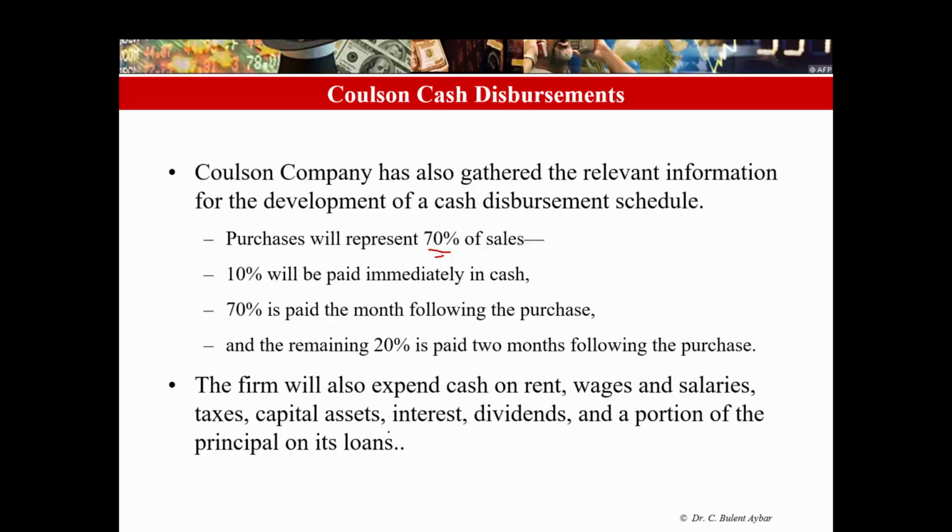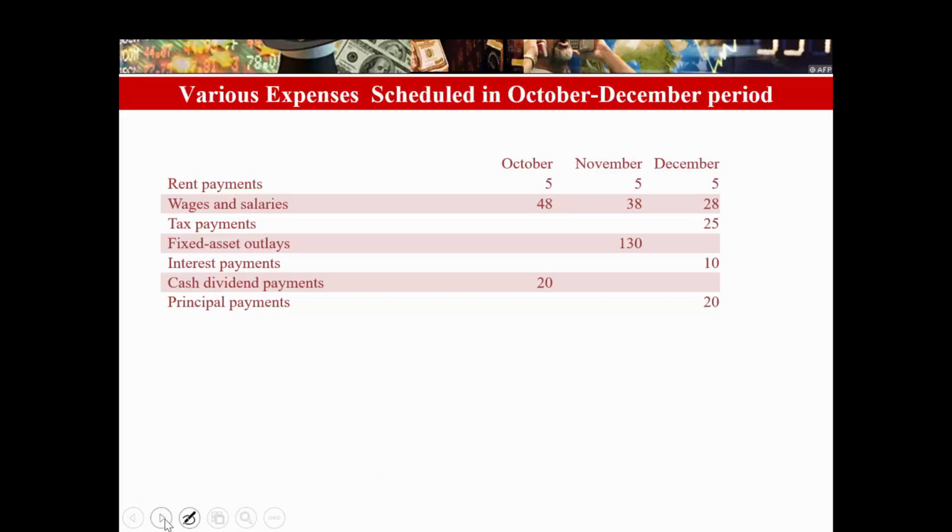So the firm also has expenditures on rent, wages, salaries, taxes. There are some capital asset investments, interest payments, dividends, and a portion of the principal on its loans. So we're going to detail all of these in a minute. So here are the descriptions of those payments.